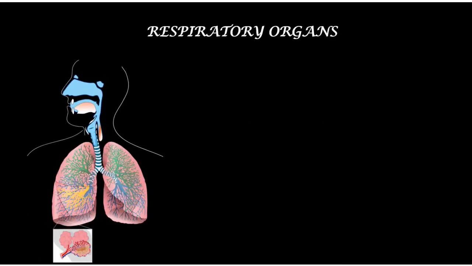Now we will see what are the various respiratory organs. First comes your nasal cavity. When you inhale, the air enters your nasal cavity and then reaches your larynx. From the larynx, it will reach your trachea, which is also called the windpipe. From trachea, it will reach your bronchioles, and these bronchioles branch to form bronchi and it enters your lungs. In your lungs, you have tiny air sac-like structures called alveoli.